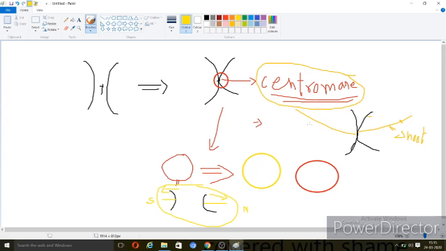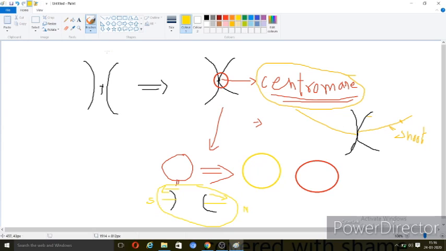And where do these spindle fibers get attached? They get attached on the centromere. And what is a centromere? Centromere is a point of attachment of two chromatid fibers of a chromosome. And what is a chromosome? Chromosome is a combination of two chromatid fibers, and they are highly coiled.